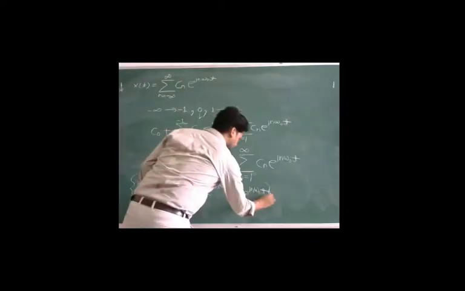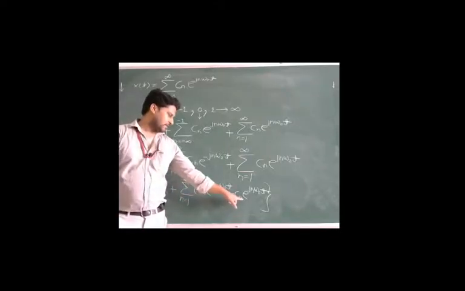We can write the exponential form of the Fourier series in this way also, where we will take the limit only from 1 to infinity. When we put these values of n in this equation, we will get c from minus 1 to minus infinity, and here we will get c from 1 to infinity, and c0 is here. So this is another form of this expression.